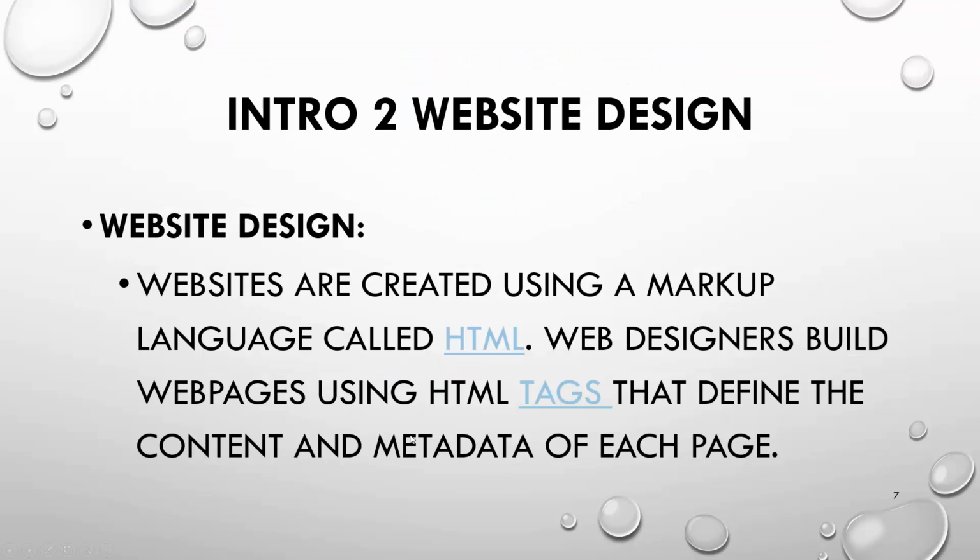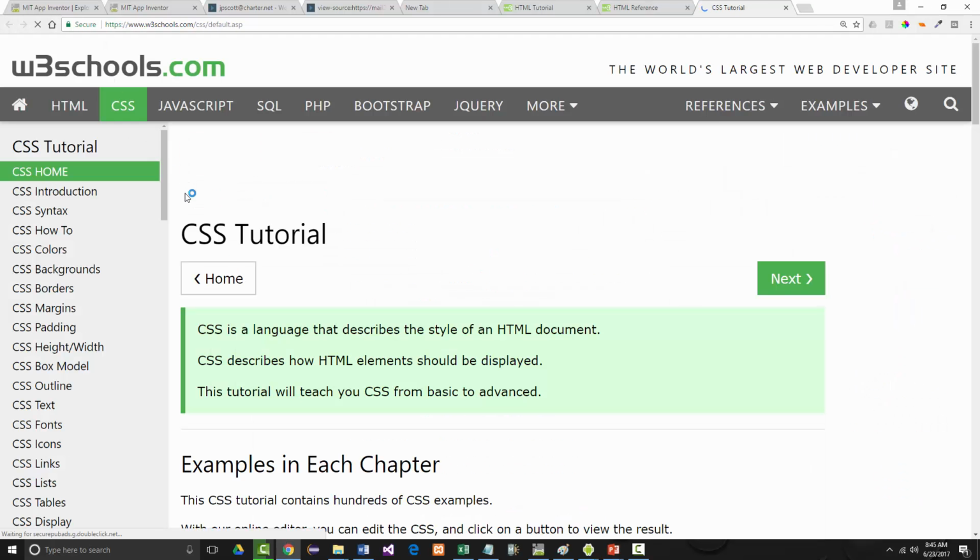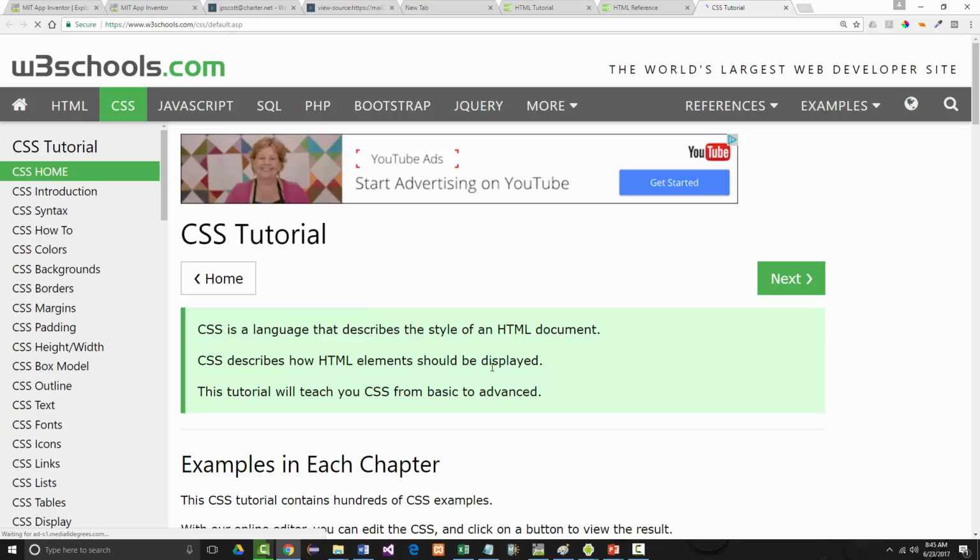We might spend a little time on it, but these tags define the content and what's called metadata, which is data about data of each page. So the content of the page is done through the HTML. The layout of the page, the presentation, its appearance, is done using CSS, which stands for Cascading Style Sheets. If you click on there, you'll go to the W3 Schools Cascading Style Sheets tutorial.